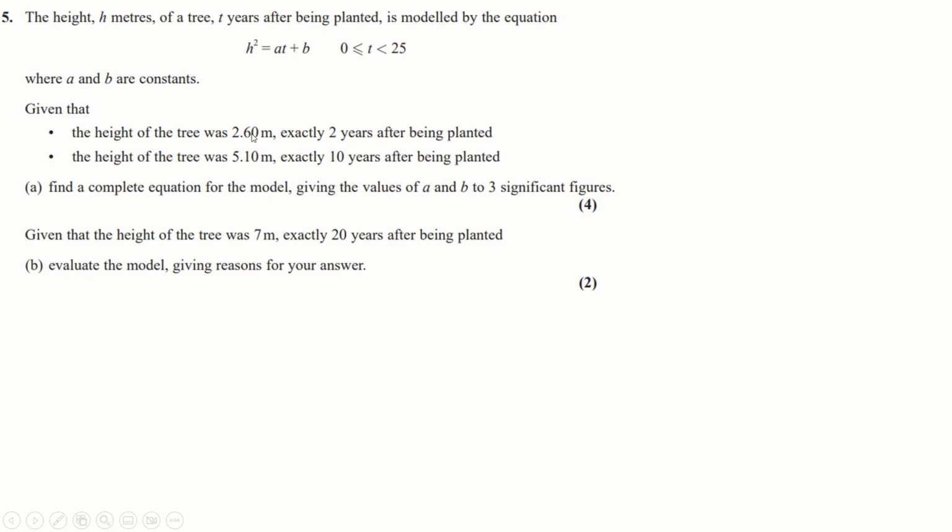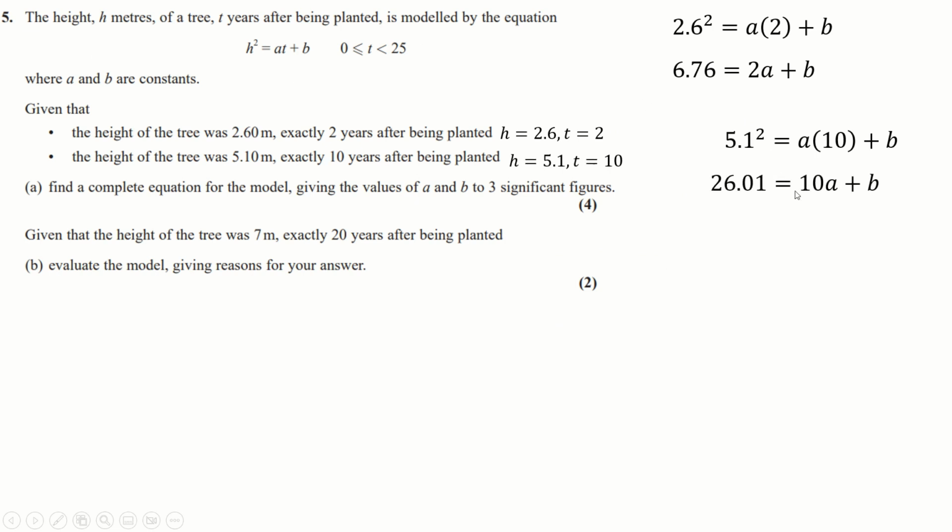So h is 2.6 when t is 2. Let's just shove that in there, and we get this. And here, h is 5.1 when t is 10. So let's shove those results in there. We get this. This is a simultaneous equation.